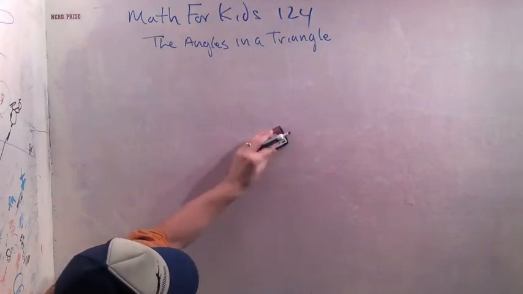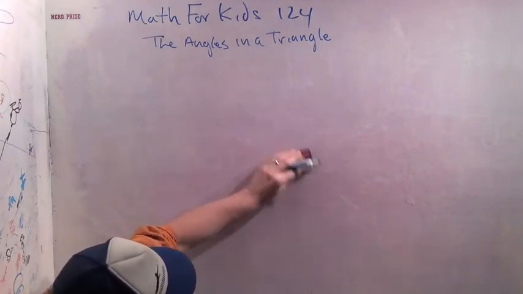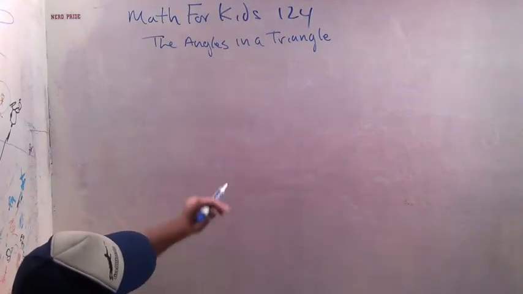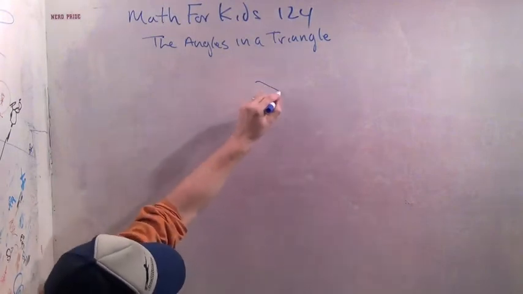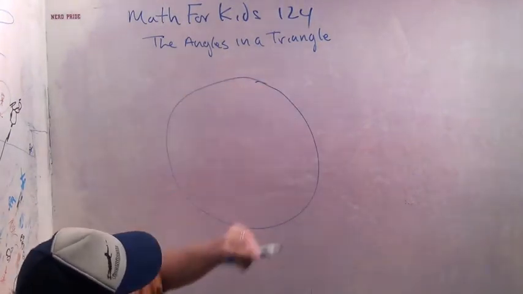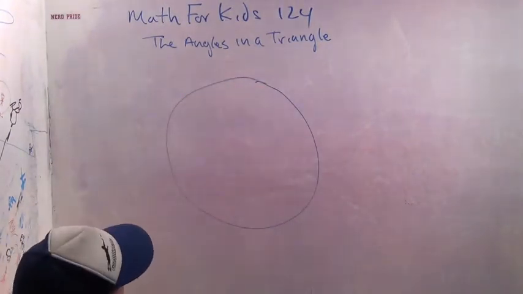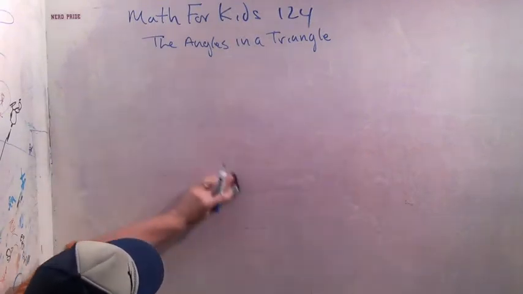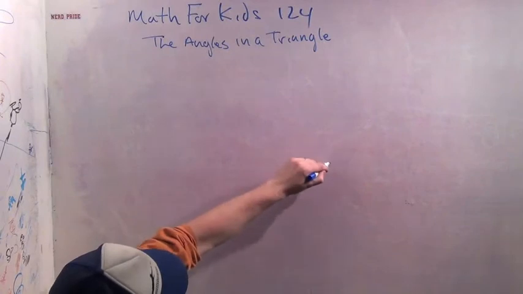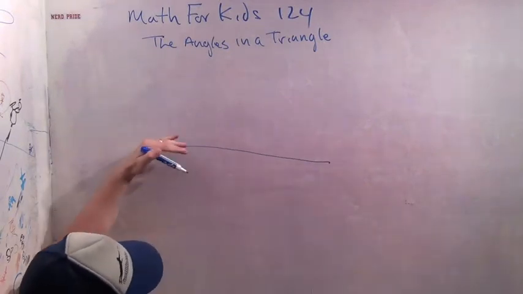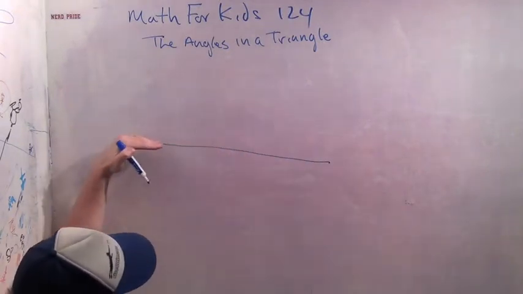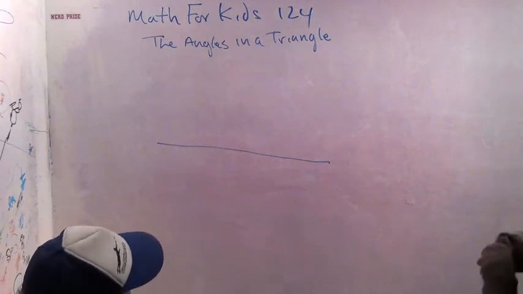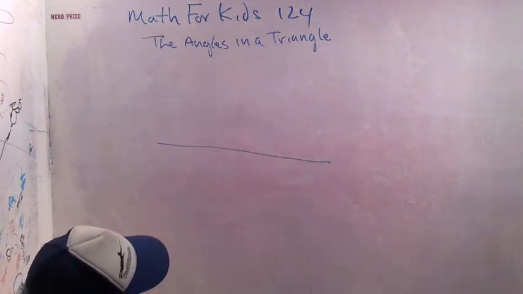Okay. So yesterday we learned that if you go all the way around a circle, how many degrees do you have? You have 360. And then we learned that if you have a straight line and that's an angle, how many degrees are in a straight line? 180, because it goes halfway around.